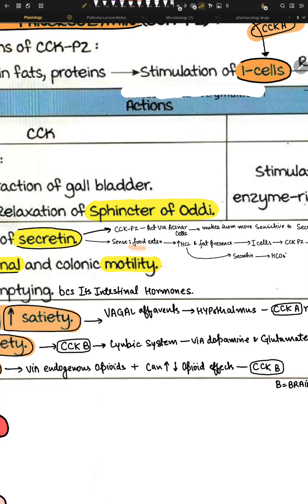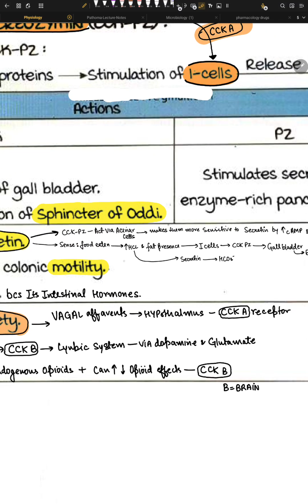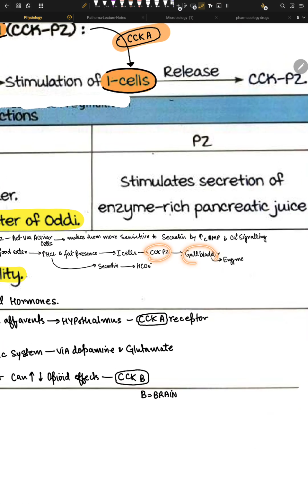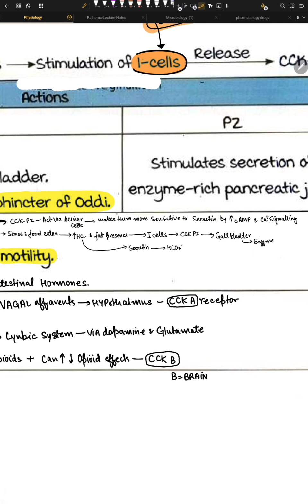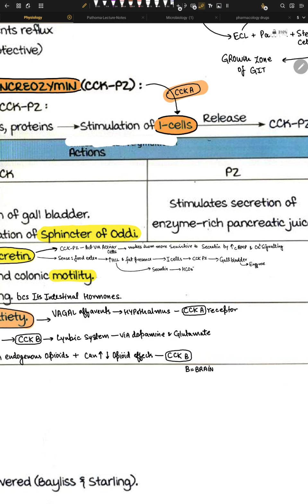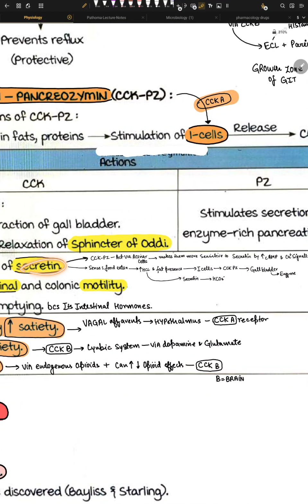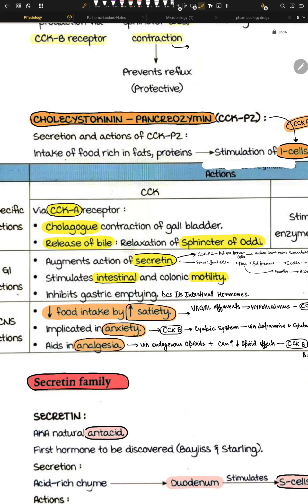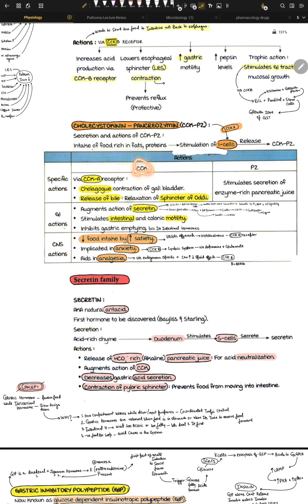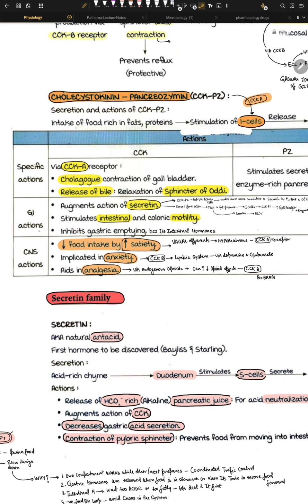When we eat something, when food is eaten, it goes down, right? We have more acid and we have fat present. Now this leads to I cells being released, and then CCKPZ and the gallbladder release this HCO3 bicarb-rich enzyme, right? And then this increased acid can lead to release of secretin, and I hope the story makes sense, right? So secretin and this CCK, I hope it makes sense, right?